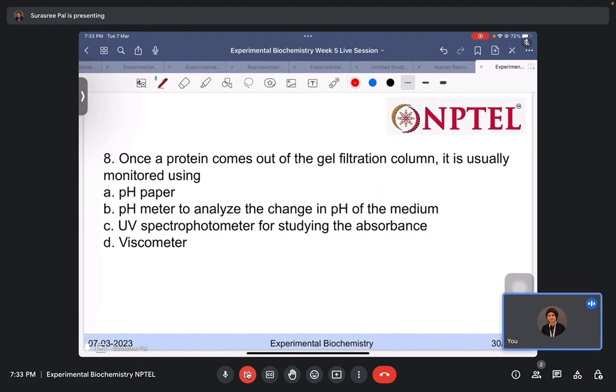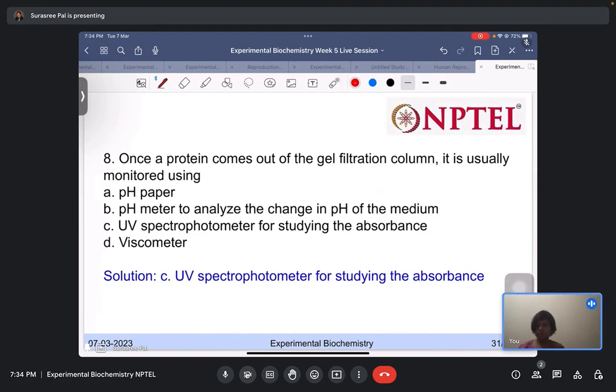Once a protein comes out of the gel filtration column, how is it monitored? What are the techniques used to monitor the protein? Is it pH paper, pH meter, UV spectrophotometer, or viscometer? So the correct answer is UV spectrophotometer to measure the absorbance of the protein. So once it is coming out of the gel filtration column, the UV absorbance of the protein is measured by a UV spectrophotometer which is attached with the instrument.